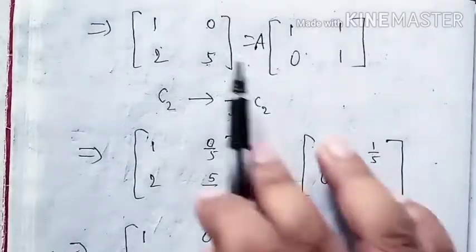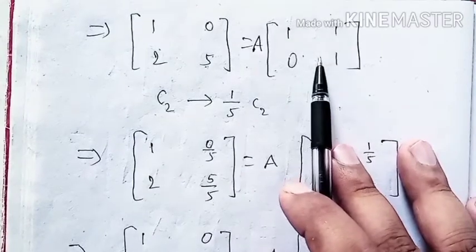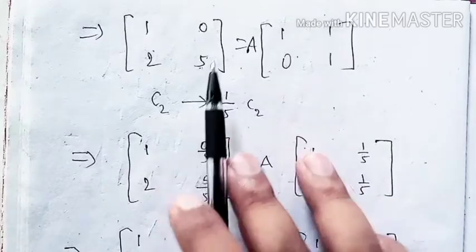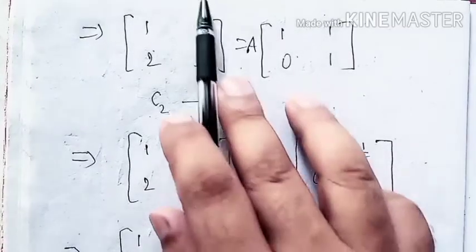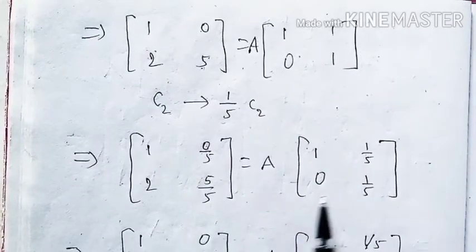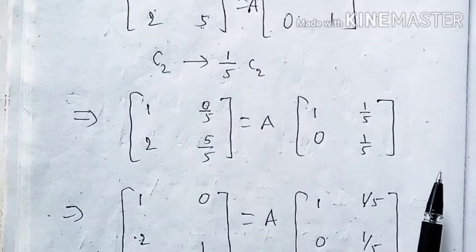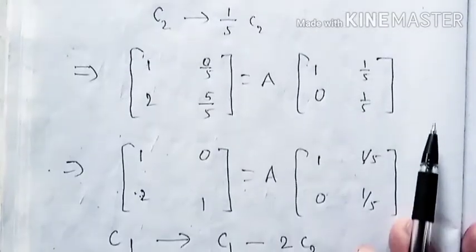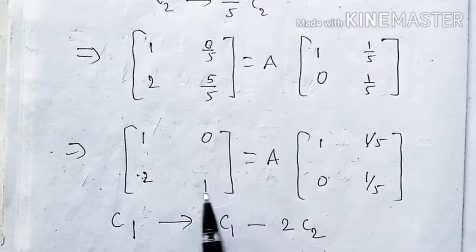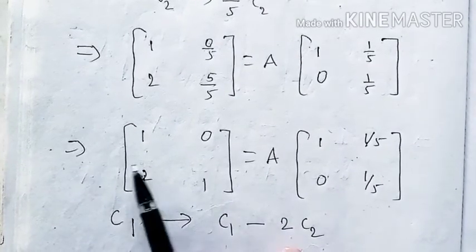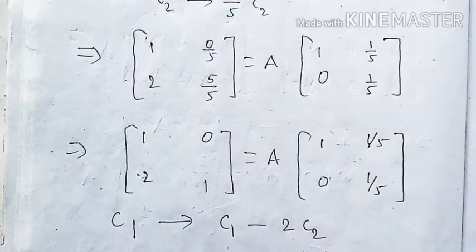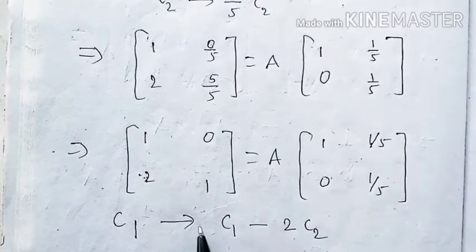Now we have these matrices. Here we have to make this as 1. So we have to divide C2 by 5. So we have this form. Now after simplification we have this one. Now we have made this 1 which is required. Now we have to make this as 0. Then what to do? C1 is changed to C1 minus 2C2.